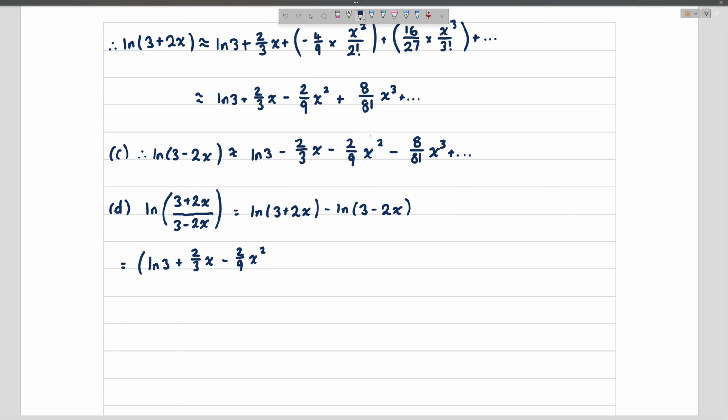And then finally 8 over 81 x cubed. So 8 over 81 x cubed there, like so. And we now subtract this Maclaurin series expansion here, which is what we had in part C. So again, I've got ln 3 minus then 2 over 3x here, like so, minus 2 over 9x squared. And then finally here, minus 8 over 81 x cubed.